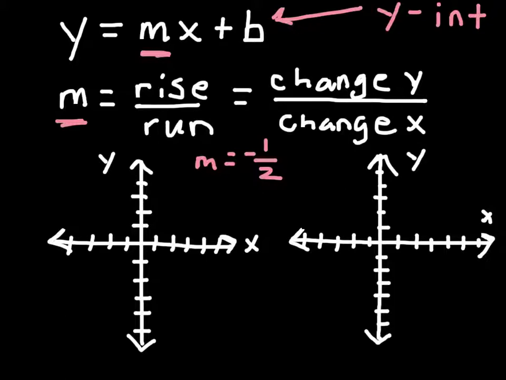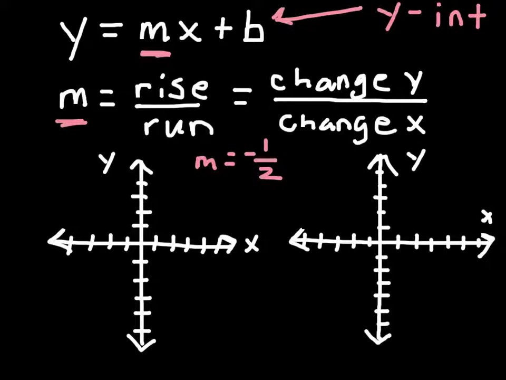Now, since the slope is negative, I know the line's going to fall as we move left to right. Now, how can I determine slope? Now, here's an example. This is where we're going to try to put all this together.